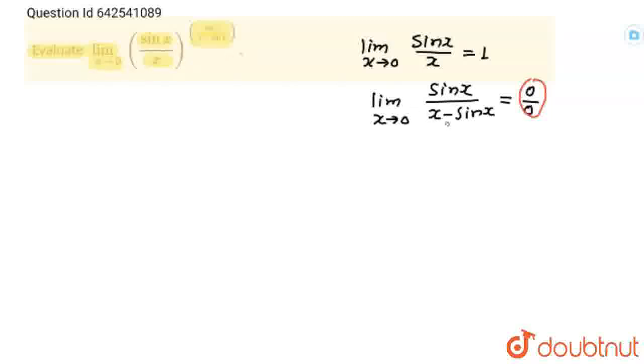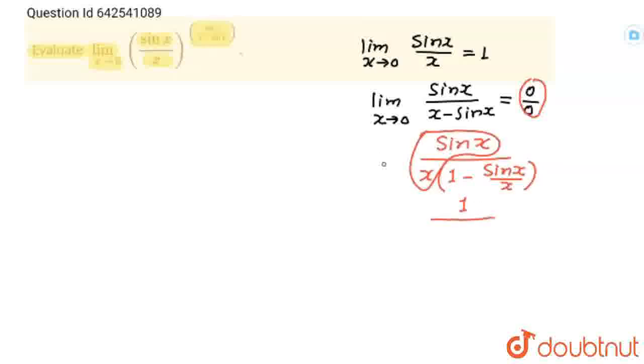I am going to take this x common. So this will become sin x upon, when I take x common, 1 minus sin x upon x, and this is sin x upon x. This sin x upon x is 1 because limit x tends to 0 in this question, and this 1 minus sin x upon x will also become 1 because of this formula, so 1 upon 1 minus 1, which is equal to 1 upon 0, which is infinity. It means that this value tends to infinity when x tends to 0, which means that this form is 1 to the power infinity form.